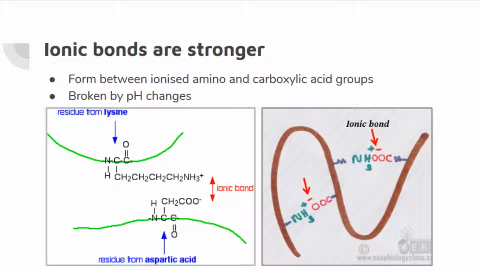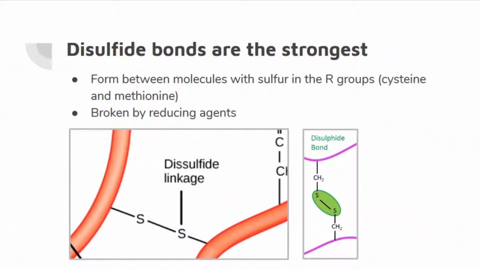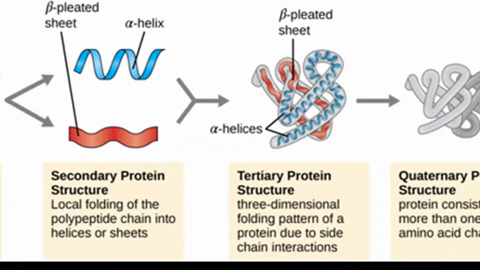The strongest is disulfide bonds. Disulfide bonds form between molecules with sulfur in the R group. They are covalent sulfur-sulfur bonds. The bonds can be broken by reducing agents. Examples of proteins with tertiary structure include all enzymes.